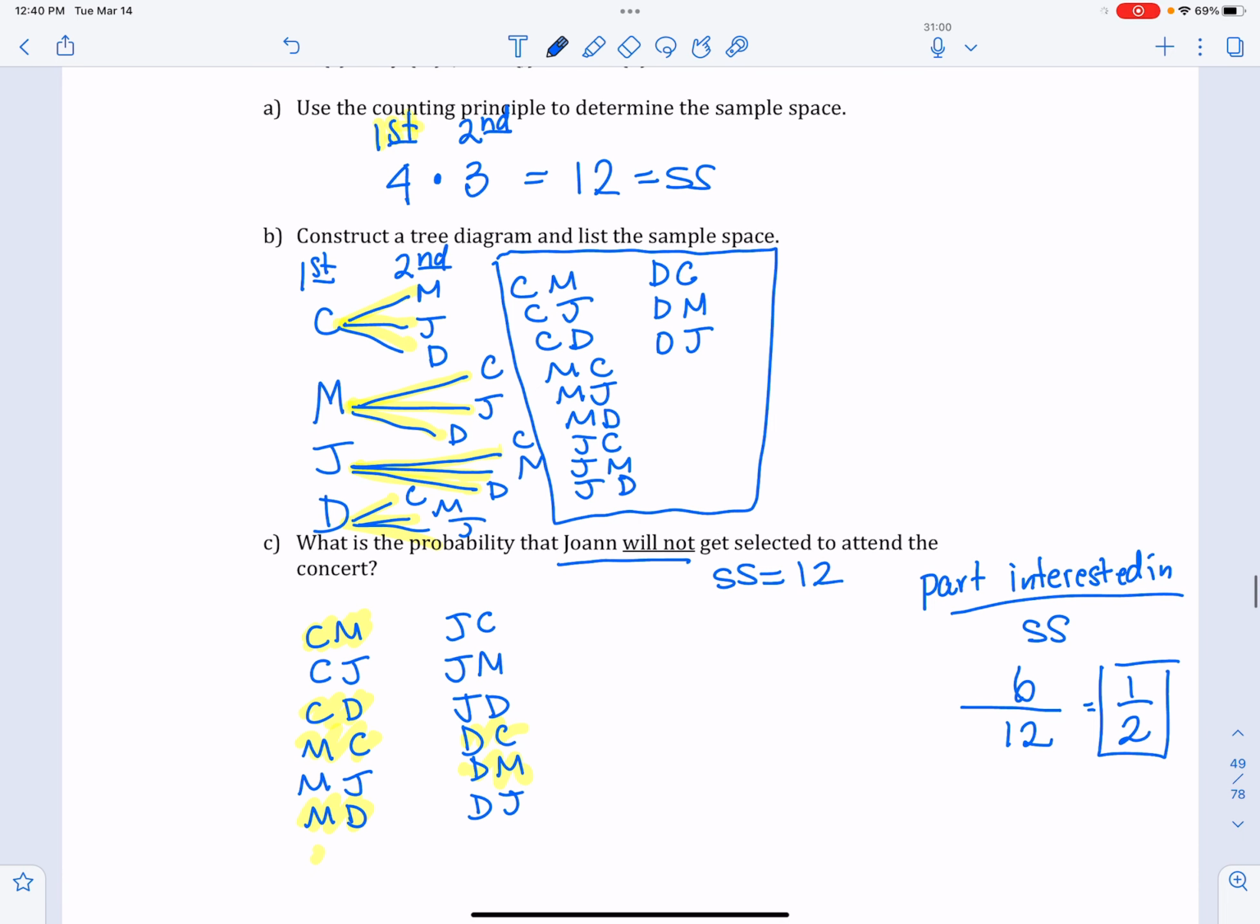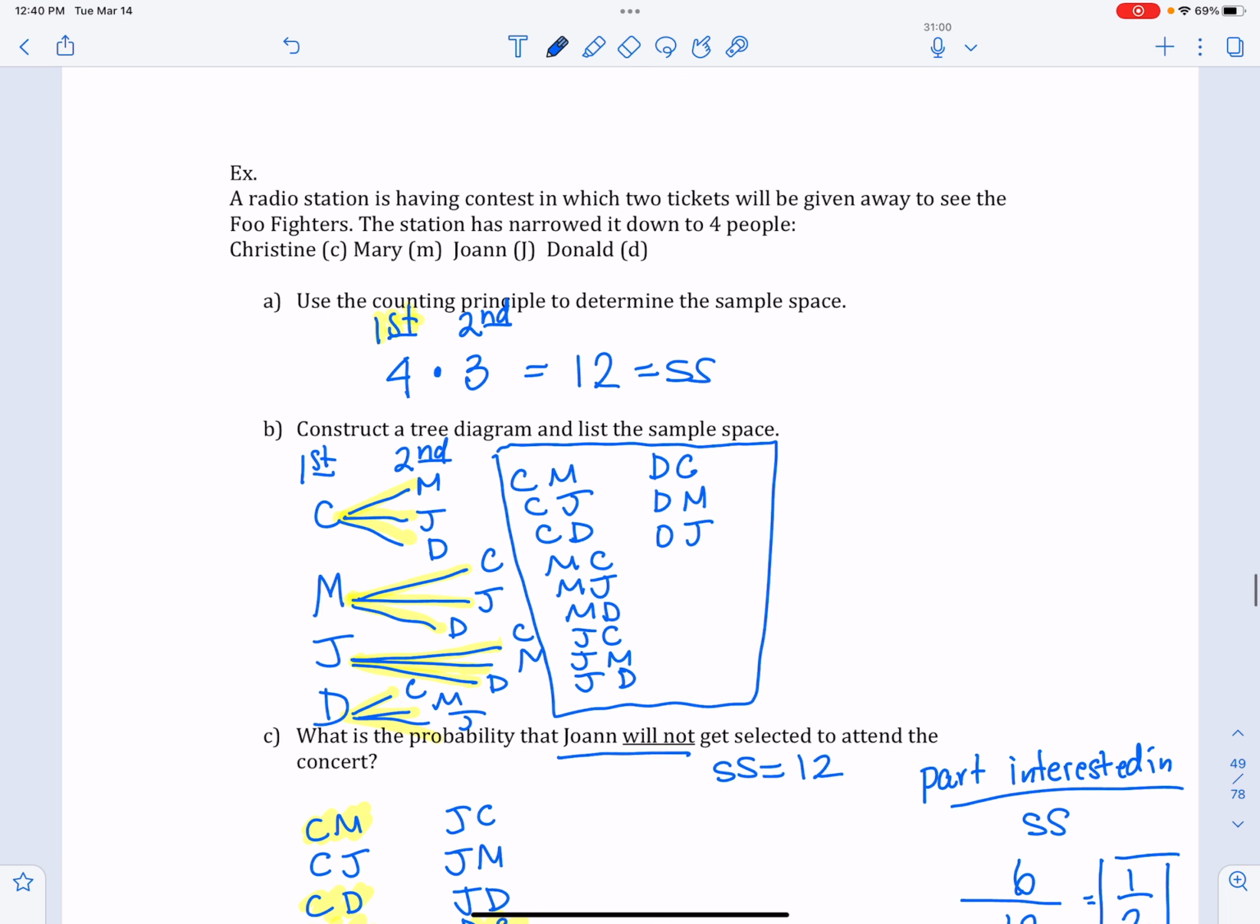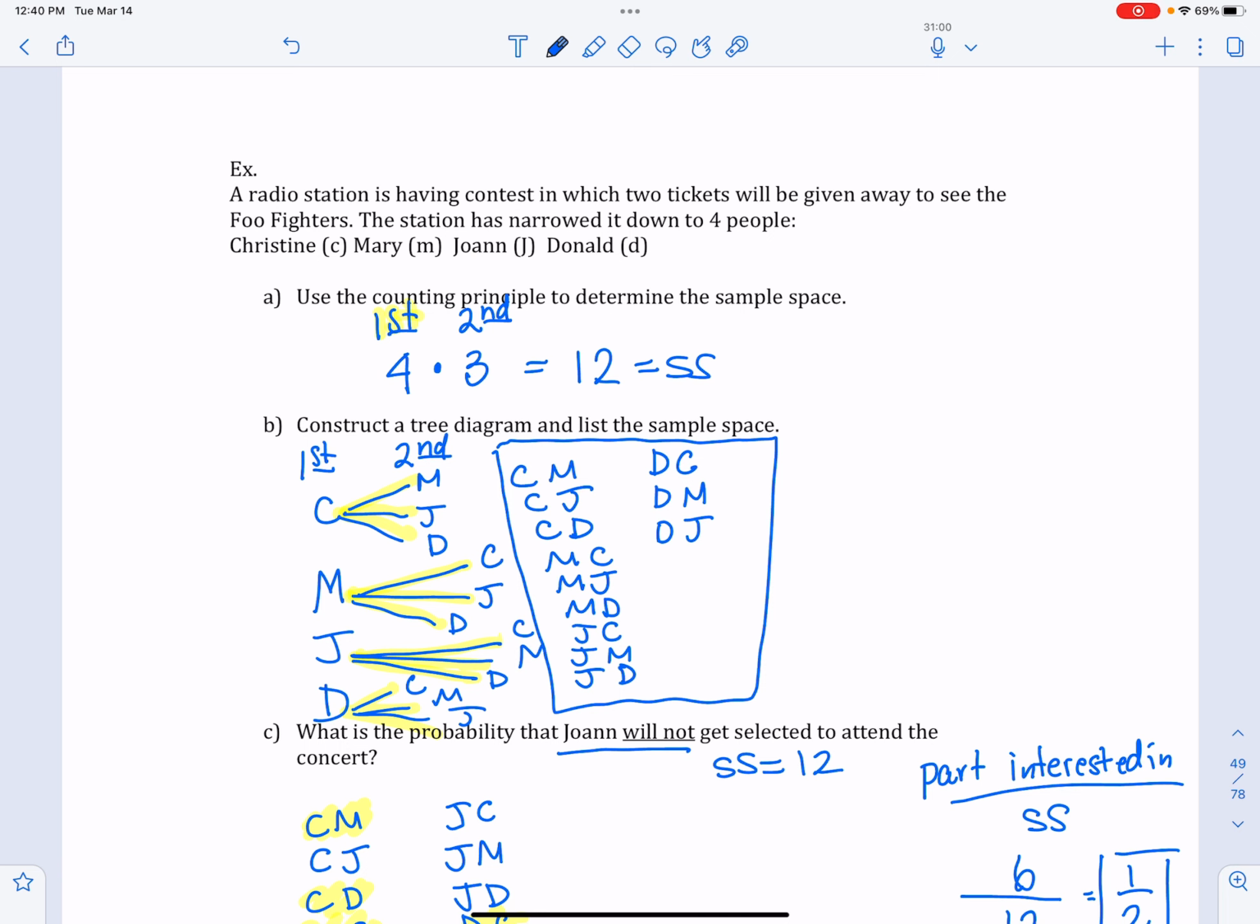Remember, with this particular example, that's without replacement, right? So we don't replace the person back into the pile to win another ticket. If it's with replacement, remember, your sample space doesn't change. So just as a reminder, that could happen with the tree diagrams.